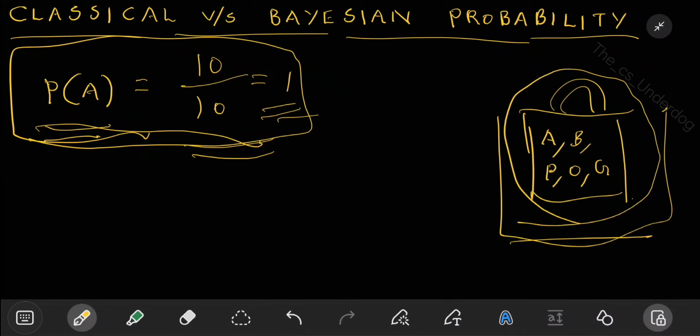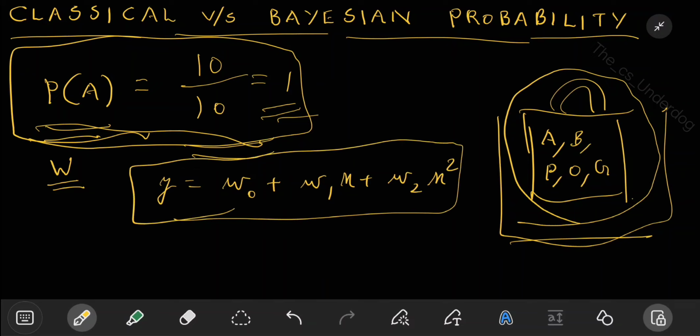Let us say you are doing some curve fitting. You want to find W. W is the coefficient. You remember curve fitting, right? You wanted to find Y in terms of W and X. That is W0 plus W1X plus W2X square plus, like this. So in the machine learning problem, in order to find the curve fitting, you are given X, you want to find Y as the final answer using this. So your machine learning problem is to find the optimal values of W: W0, W1, W2 and all. This is your problem. You want to find W.